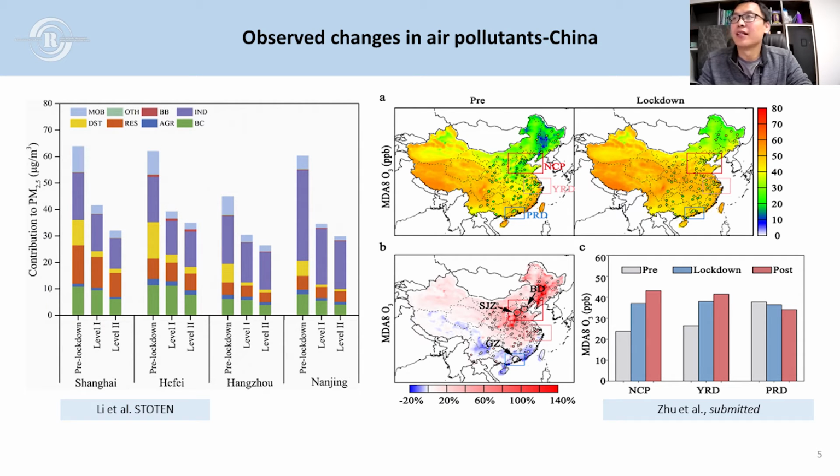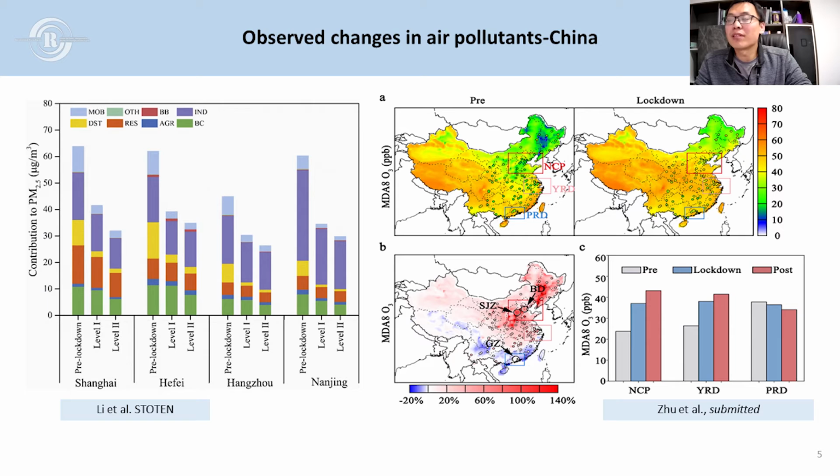Also, from a recent study from my group, we have looked at the changes of ozone concentration during the lockdown episode. In contrast to the PM2.5 concentration decrease, ozone increased in a lot of areas, including the three major areas, the North China Plain, the Yangtze River Delta, and the Pearl River Delta. We can also see that in different regions, the changes are different.